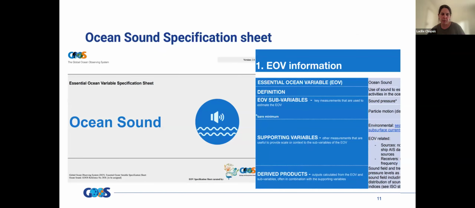So this is a snapshot of the first version of the ocean sound specification sheet, which is now available online on the GOOS website. So we'll dig a bit more deeply into this and look at what we're measuring exactly. Next, please.